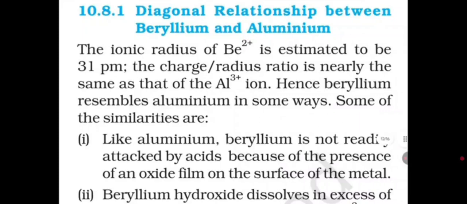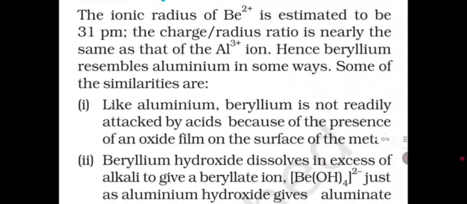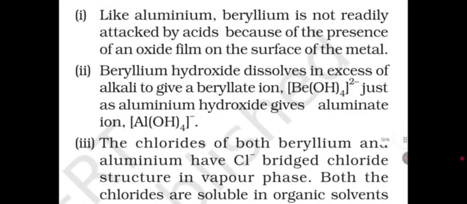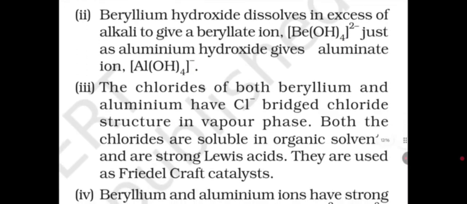Next topic is diagonal relationship between beryllium and aluminium. The ionic radius of beryllium is estimated to be 31 picometer. The charge by radius ratio is nearly same as that of the aluminium plus 3 ion. Hence beryllium resembles aluminium in some way. Some of the similarities are: firstly, like aluminium, beryllium is not readily attacked by acids because of the presence of an oxide film on the surface of metal.